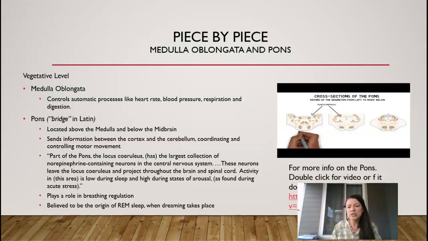Part of the pons, the locus coeruleus, has the largest collection of norepinephrine-containing neurons in the central nervous system, which is very important to our stress response system. These neurons leave the locus coeruleus and project through the brain and the spinal cord. So they originate there, but then they project outward throughout the brain and spinal cord. Activity is low during sleep and high during states of arousal, especially during stress.